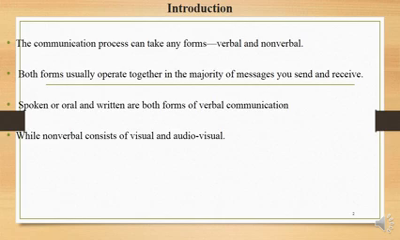Spoken or oral and written are both forms of verbal communication, while non-verbal consists of visual and audio-visual. For example, for verbal communication, we have the spoken or oral and written forms of communication, while the non-verbal, we have the visual and the audio-visual forms of communication.